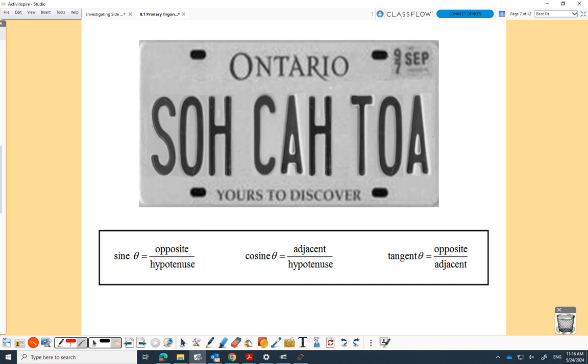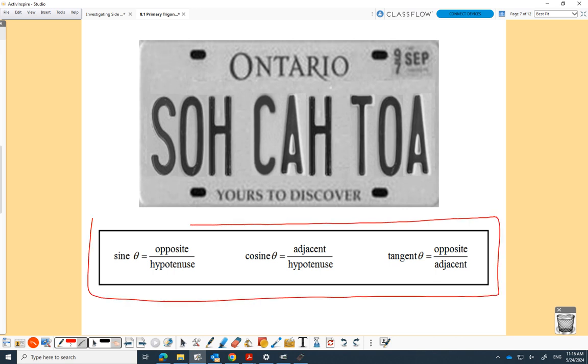But for you, it might be different. Sine is opposite over hypotenuse. Cosine is adjacent over hypotenuse. And tan is opposite over adjacent. It's just a handy acronym to remember this. Now, before you get upset and say, I'm not going to memorize it, wait till you see. We're going to practice it so much, you might memorize it by accident.